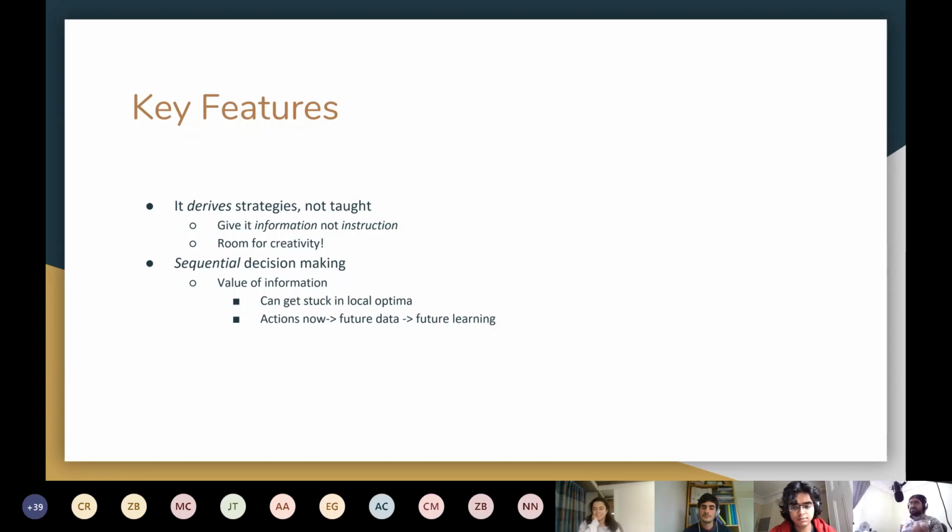If it doesn't explore, it might just get stuck taking a longer route. But if it only explores, then it's never going to take the best route. And you need to learn how to balance these things.